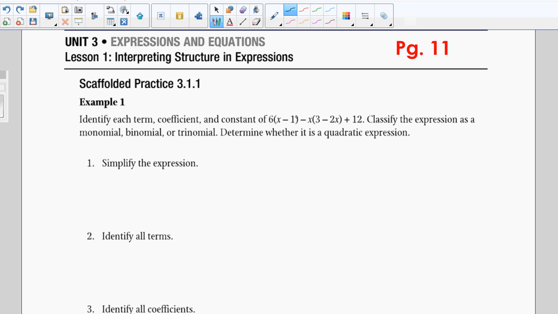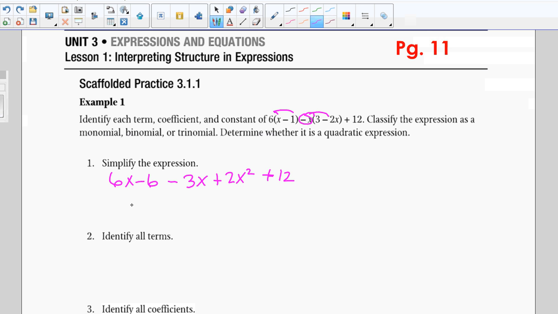If you go to page 11, we get an expression that looks like this, that we have to simplify, identify the terms, identify the coefficients, the constants, and determine whether it's quadratic. Now, you can't do any of that until you simplify this expression. So you should be able to see that there's some distributive property that we need to do. So if you distribute the 6 to both of those terms, you get 6x minus 6. Make sure to distribute a negative x here to both of those terms. So you get negative 3x plus 2x squared. Be careful, that's x times x. And then plus 12.